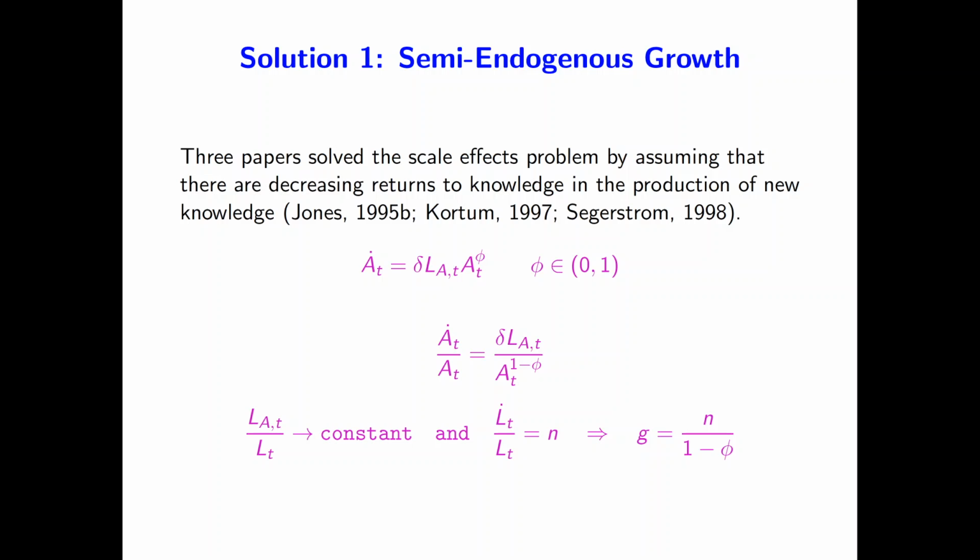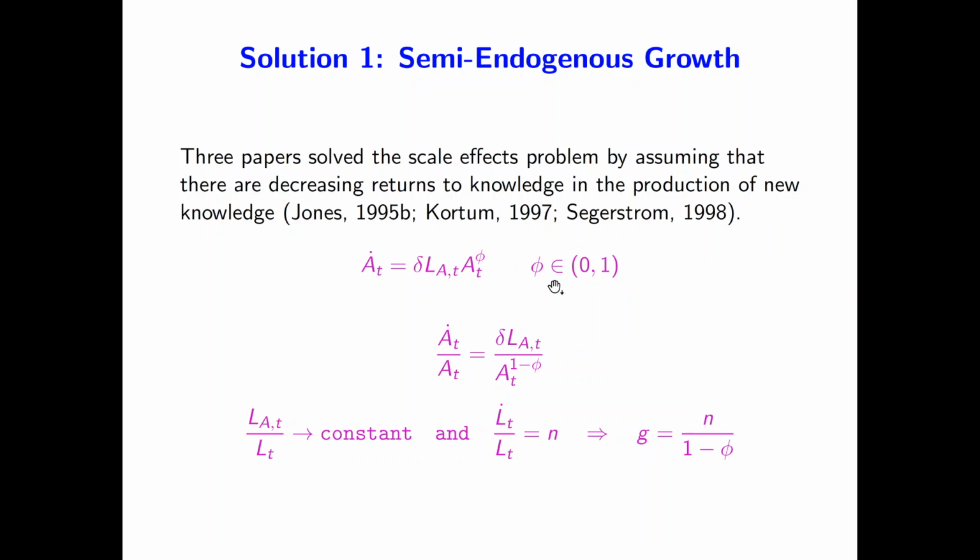Now, decreasing returns is captured by this assumption. This parameter phi is between 0 and 1, so there are decreasing returns with respect to knowledge. There could be an extended specification of this that puts an exponent here, such as lambda. That could also be an interesting addition. But for now, the scale effects discussion revolves around this parameter phi.